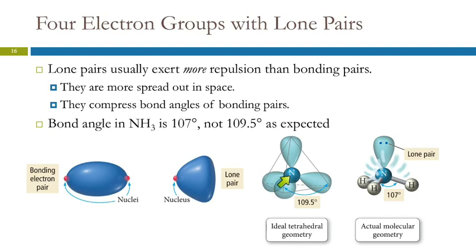If it was ideal, all the angles would be the same, 109.5. But ammonia actually has a bond angle of 107 because the lone pair is more repulsive and pushes the hydrogen atoms a little closer to each other. Again, I don't expect you to remember these exact numbers, but you should be able to predict that this is less than 109.5 and that this angle is greater than 109.5 because lone pairs are the most repulsive. So the other guys would rather be a little closer to each other to get a little more distance from that guy.